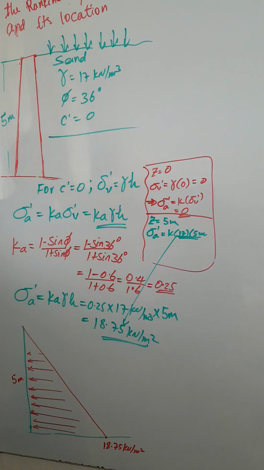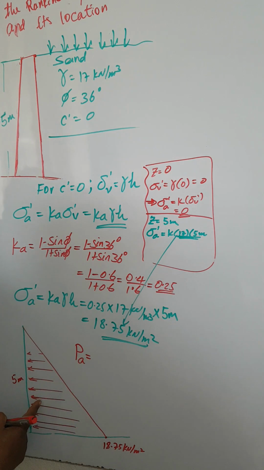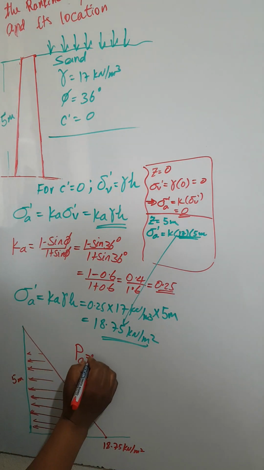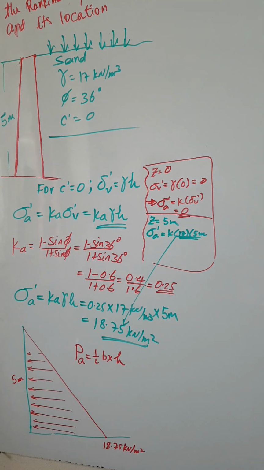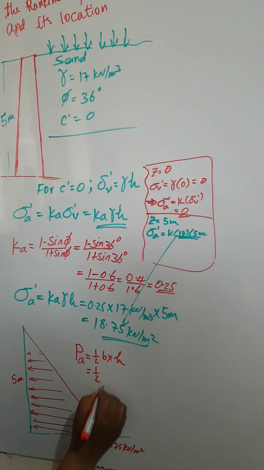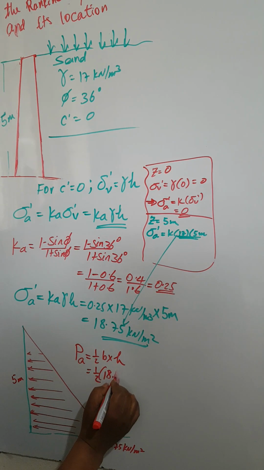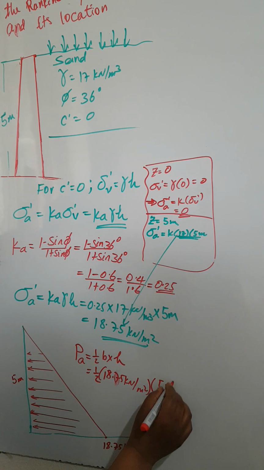ስለዚህ ስንነሳ ፎርስ ኢዝ ኢኳል ቱ ዘ ኤሪያ ኦፍ ዘ ፕሬሸር ዲስትሪቢዩሽን ዳያግራም ነው። ስለዚህ active pressure is equal to, for triangular pressure distribution diagram, half base times height. This is to mean for triangular, okay, 1/2, the base is 80.75, okay, 80.75 kilonewton per meter squared, times the height is 5 meter.